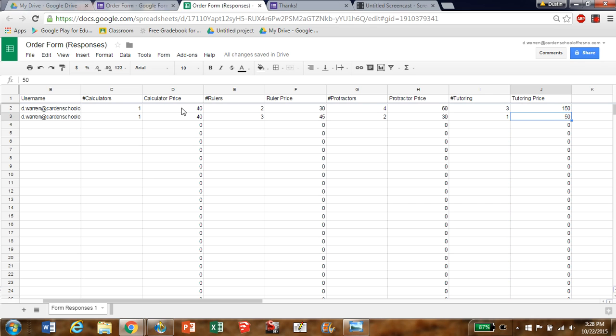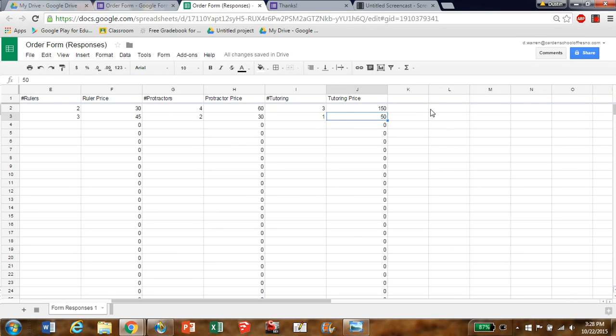All right, so so far we're on our way to making receipts. The next thing we're going to do is find the subtotal before a discount. So I'm going to write that in this column right here, subtotal. The way I'm going to do that is by adding all of these individual subtotals, right? So the ruler price plus the protractor price plus tutoring, all that. And that's going to say equals array formula.